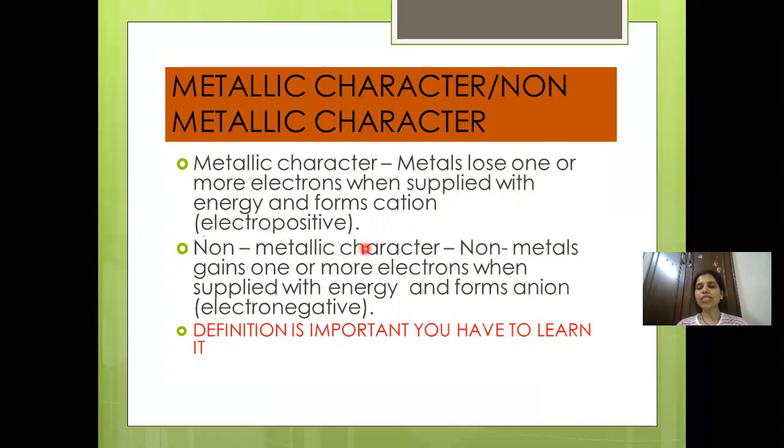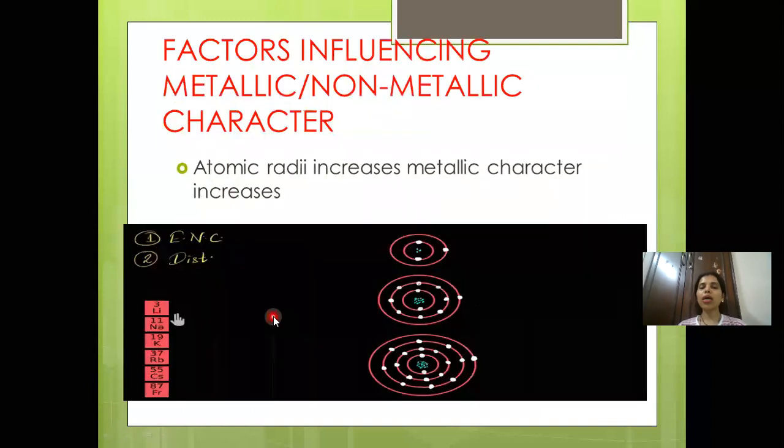And non-metals, as you know, are electron acceptors. So when supplied with energy, they will accept or gain one or more electrons and form anions. Hence, they are electronegative in nature. So the definition you have to learn. Now, let's see what are the factors that influence metallic and non-metallic character.